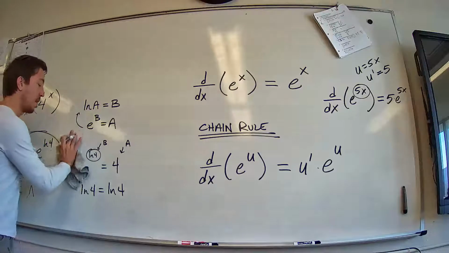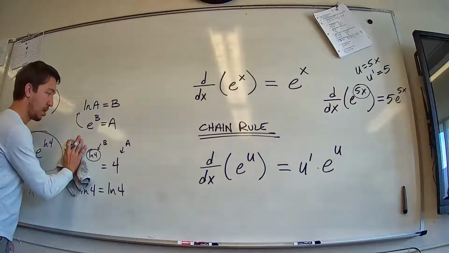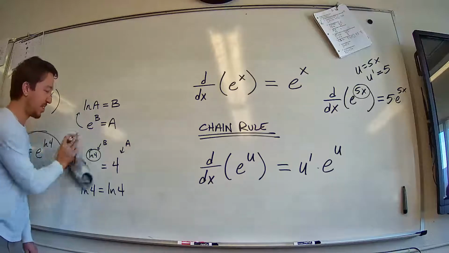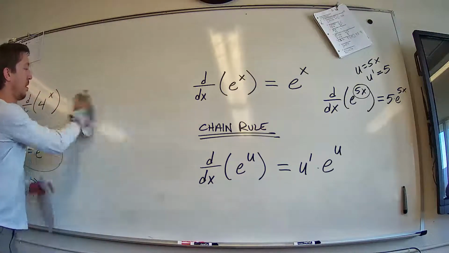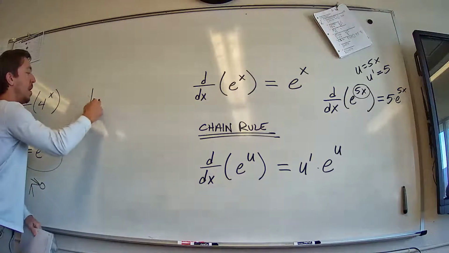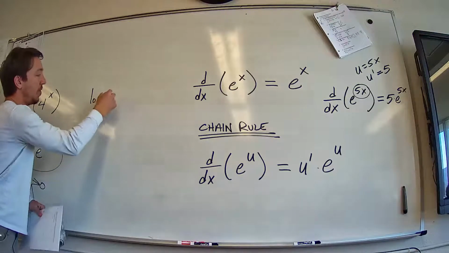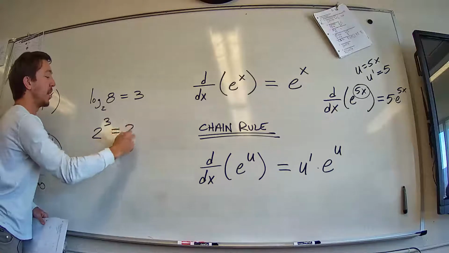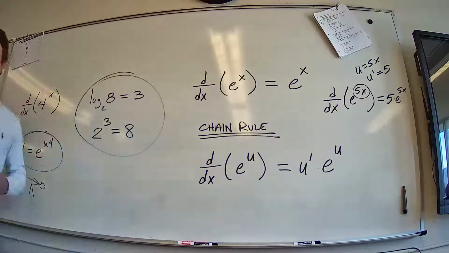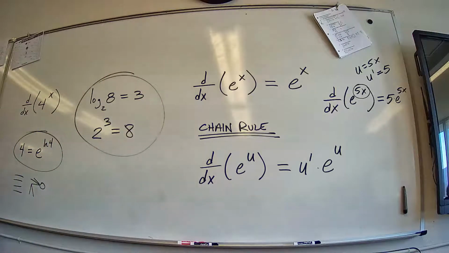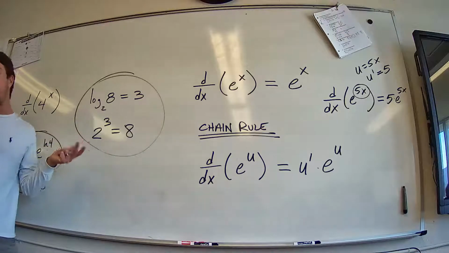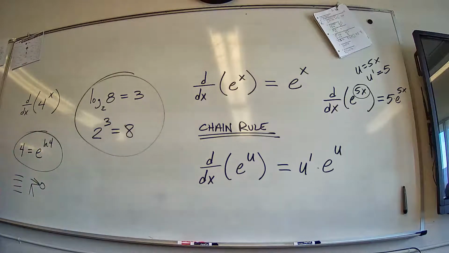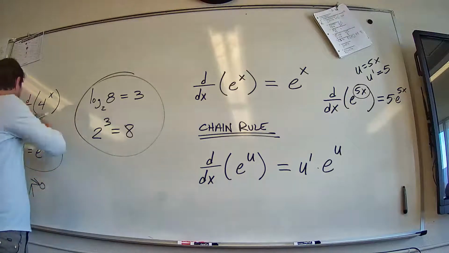Can you do a quick review on logarithms themselves, just logs, not natural logs? Okay, I'll do that. Log base 2 of 8 is equal to 3 because 2 to the 3 power is equal to 8. There we go. Natural log is just log base e, right? Natural log is just log base e. Don't be scared of it.